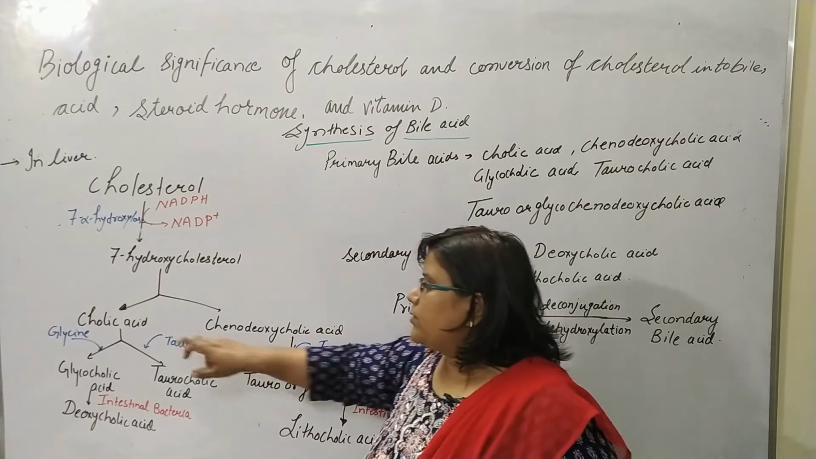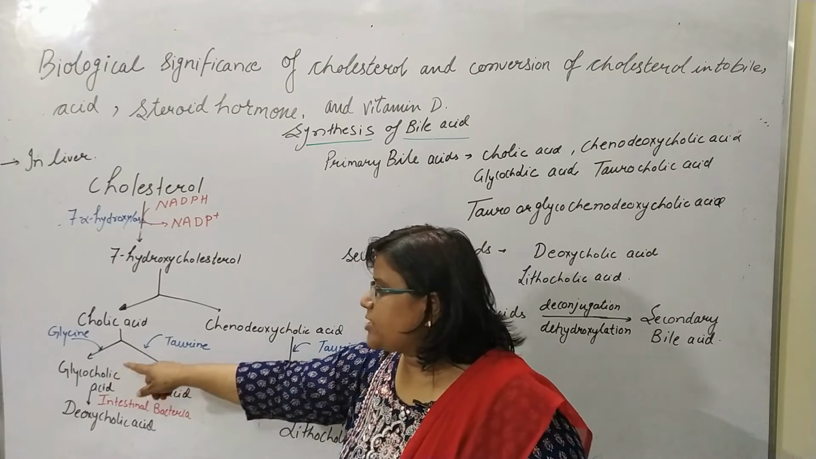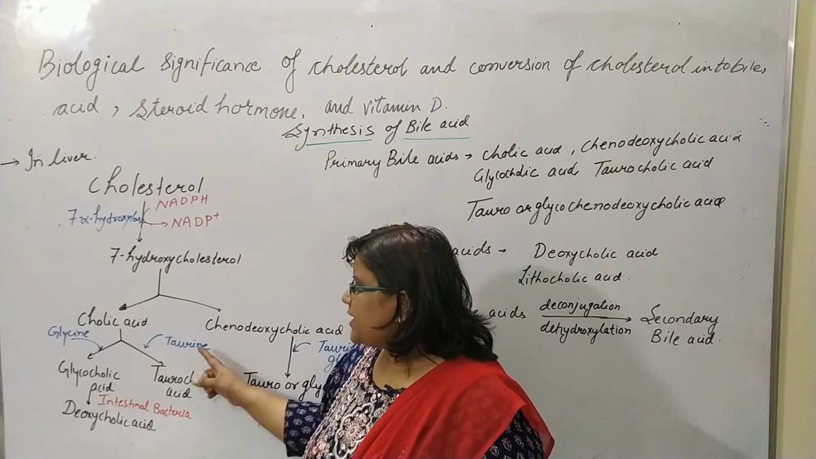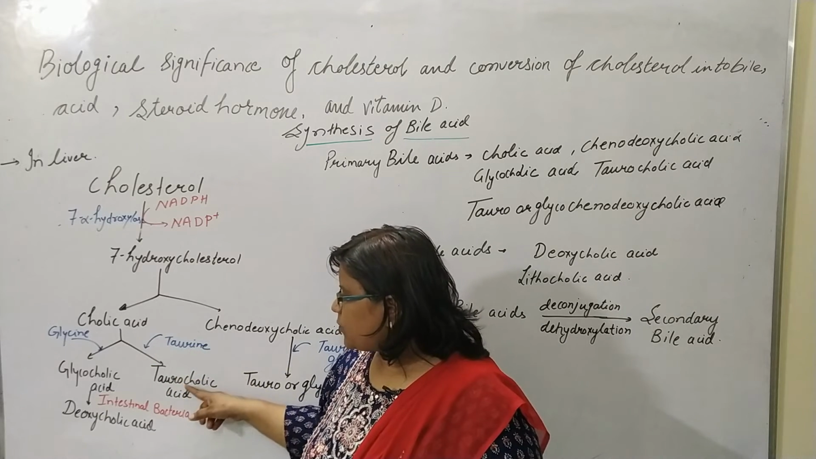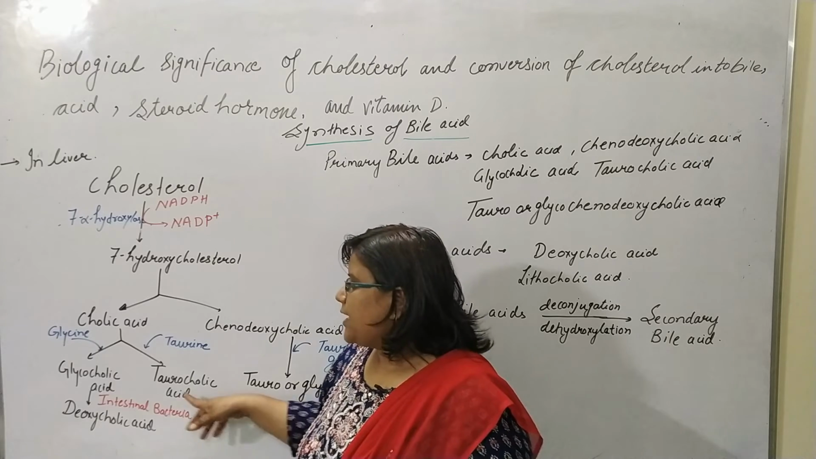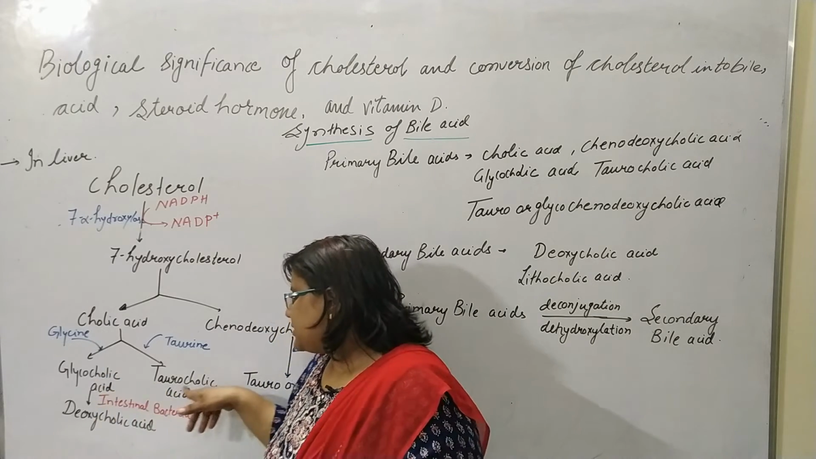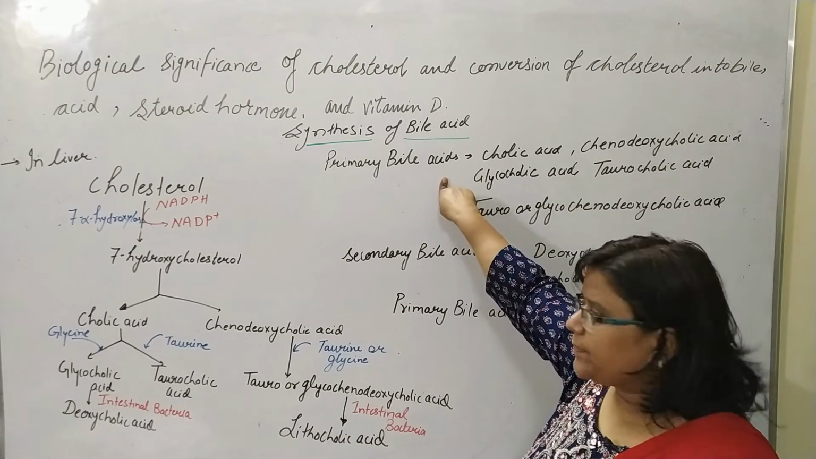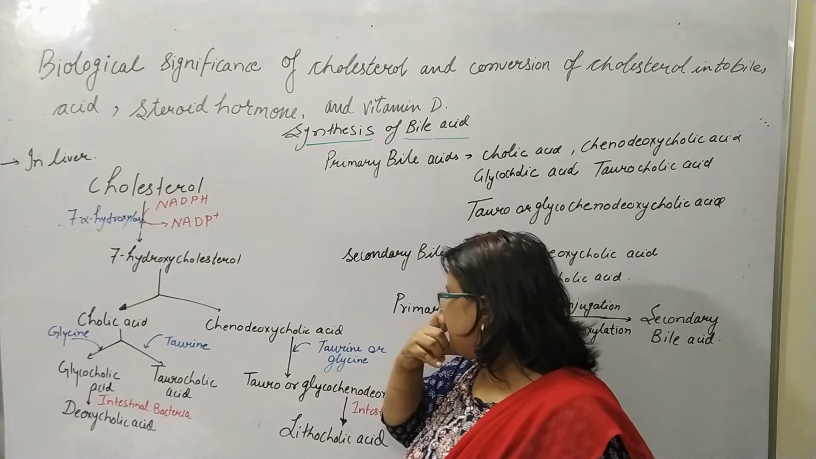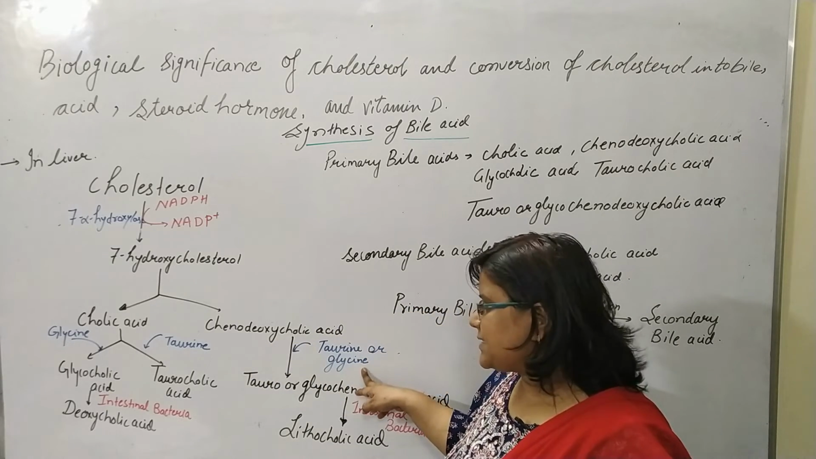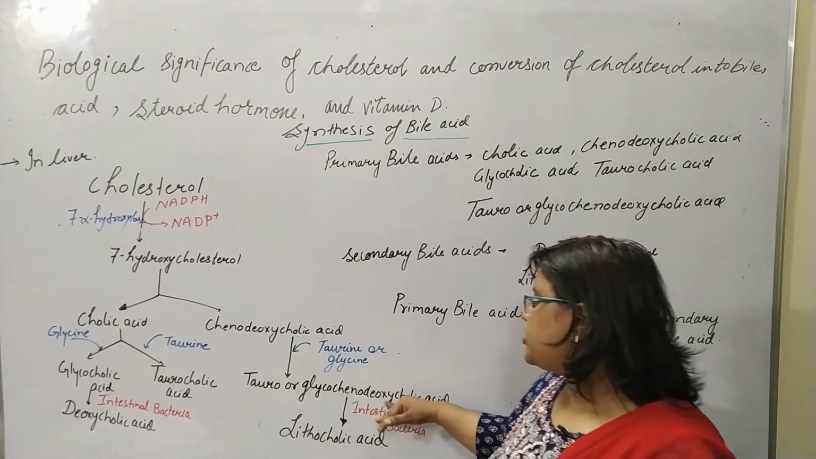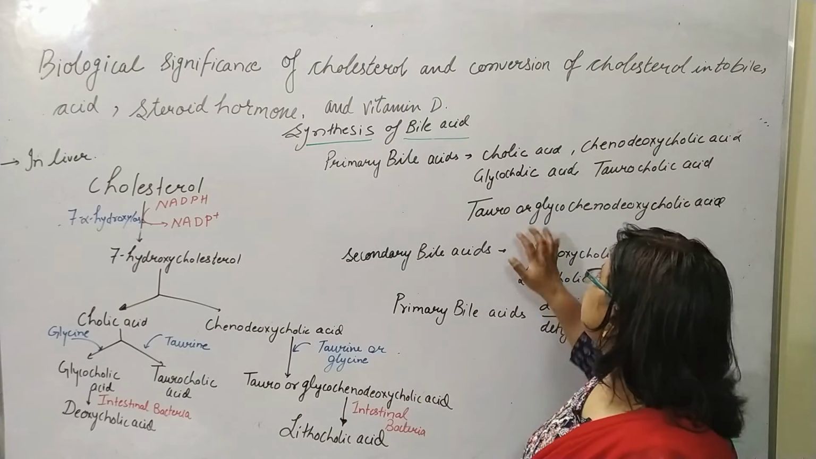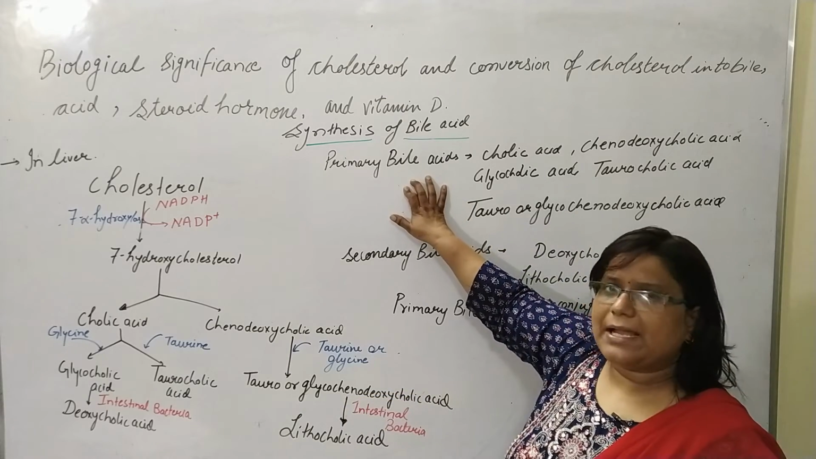Okay, now the cholic acid, by conjugation with glycine, is converted into glycocholic acid, and this cholic acid, by conjugation with taurine, is converted into taurocholic acid. So the glycocholic acid and the taurocholic acid are also examples of primary bile acid. Now the chenodeoxycholic acid, by conjugation with taurine and glycine, converts into tauro or glycochenodeoxycholic acid. So the tauro or glycochenodeoxycholic acid is also an example of primary bile acid.